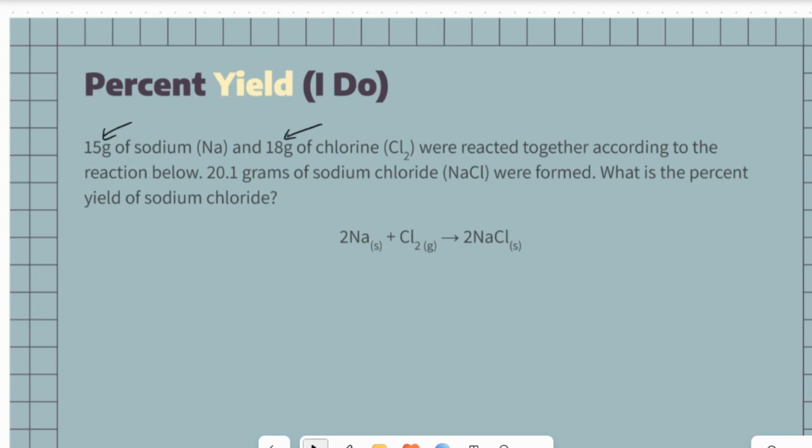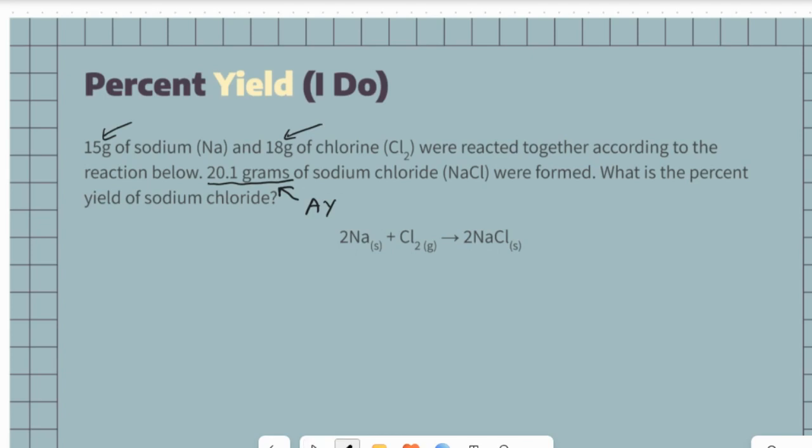Now, I need to figure out what is my theoretical yield, but I don't really have an efficient way of doing that unless I first figure out what is my limiting reagent. So I'm going to have to figure out what my limiting reagent is. But I also have another piece of information too. It says 20.1 grams of sodium chloride were formed. So I know 20.1 right here, that is my actual yield. So it's pretty straightforward. I have to figure out which one of these two is limiting. And then once I do that, I can figure out how many grams that is going to make, and that will be my theoretical yield.